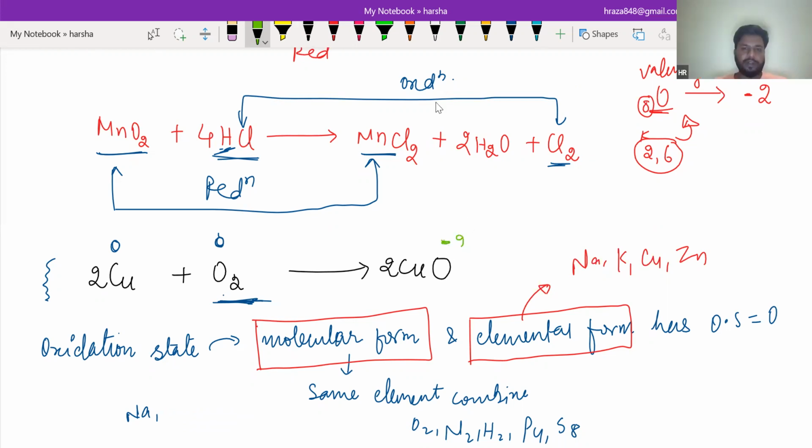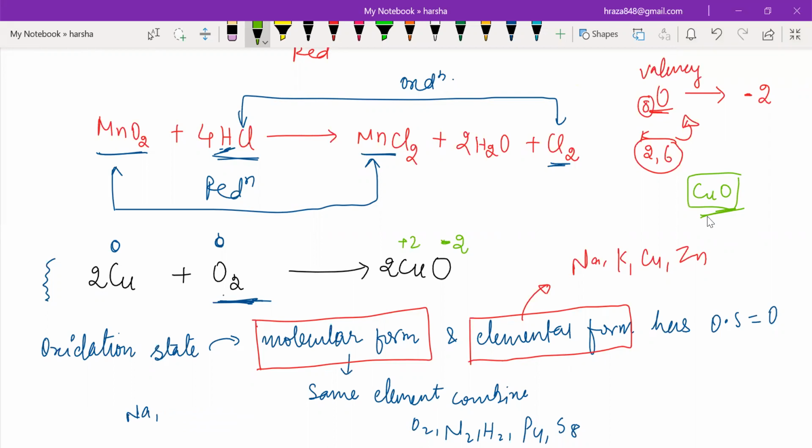This oxygen has -2 oxidation state. So this copper will have +2 oxidation state because we always write CuO. Is there any charge on this compound? No, sir. That means it is a neutral compound. If oxygen has -2, that means copper will have +2, so that it will be balanced. Yes or no? Yes, sir.